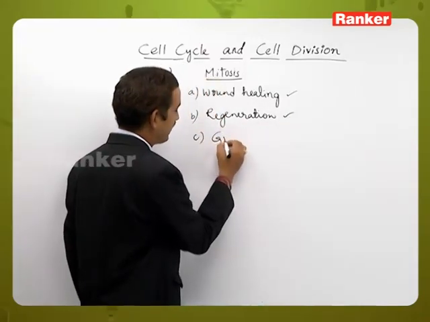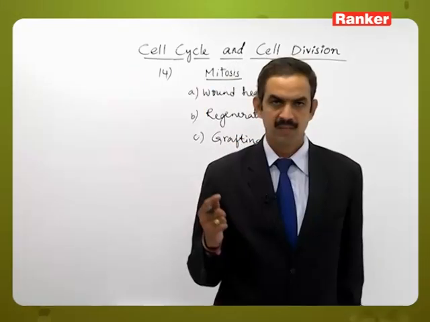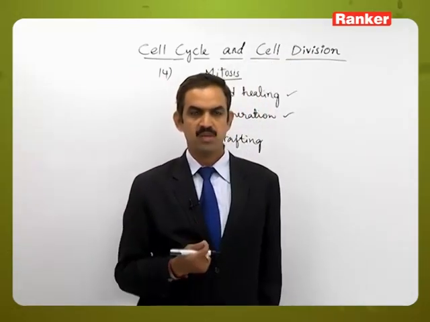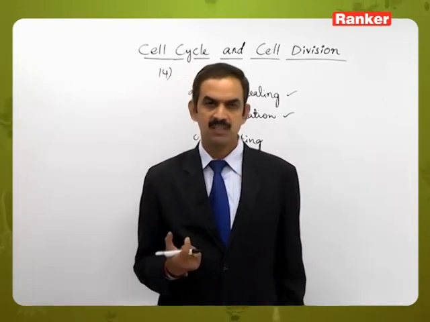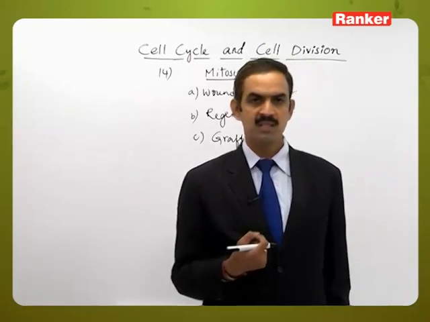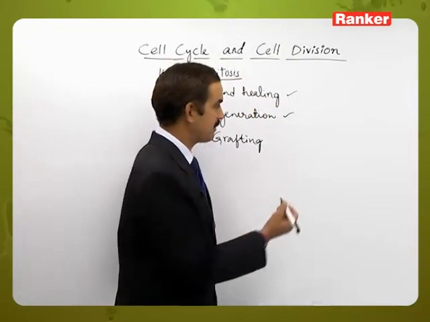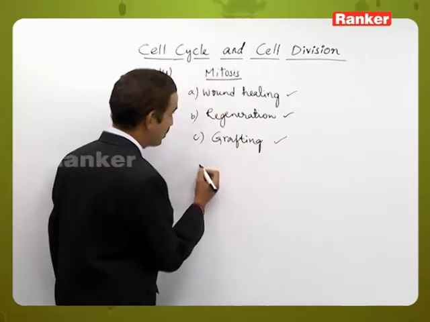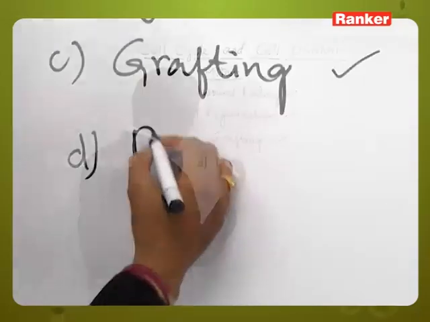And the third one is grafting. Grafting is the technique of joining 2 different plants, that is, parts of 2 different plants are taken and joined by a process called grafting. There also the division of the cells is the basic principle involved. The division of the cells is by mitosis. So grafting is also possible by mitosis. And the fourth one, reduction of chromosome number.